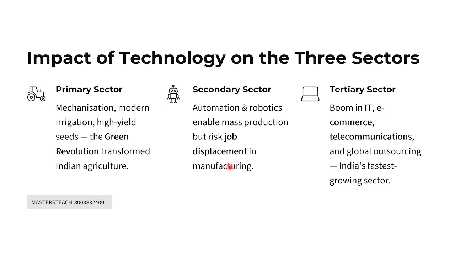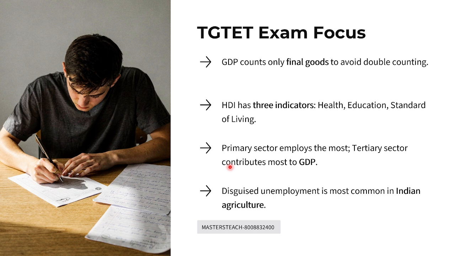Then the tertiary sector, it is a boom in IT as well as e-commerce, telecommunication, the global outsourcing. So India's fastest growing sector, what? It is the tertiary sector or service sector. Then what you have to remember: GDP counts only final goods in order to avoid double counting. HDI, Human Development Index, has three indicators: health, education, standard of living.